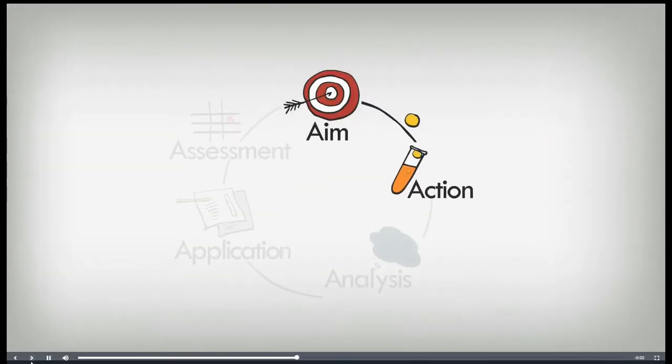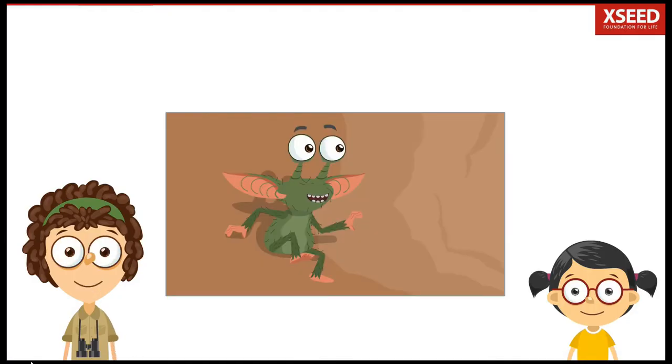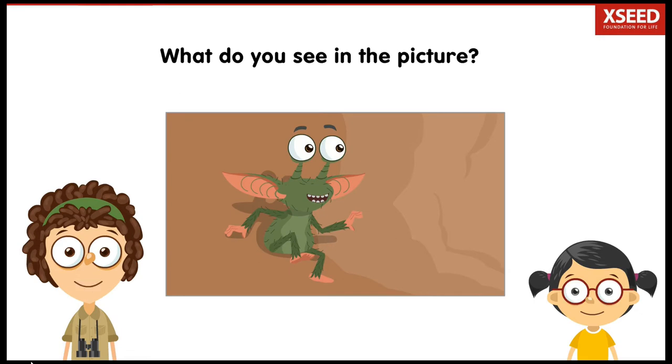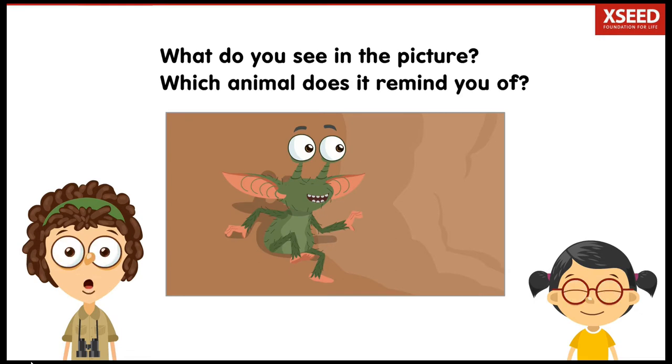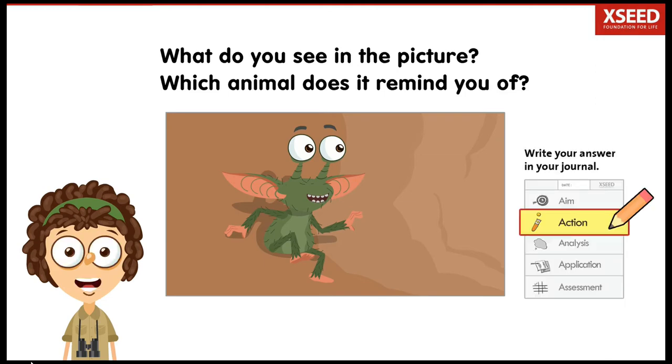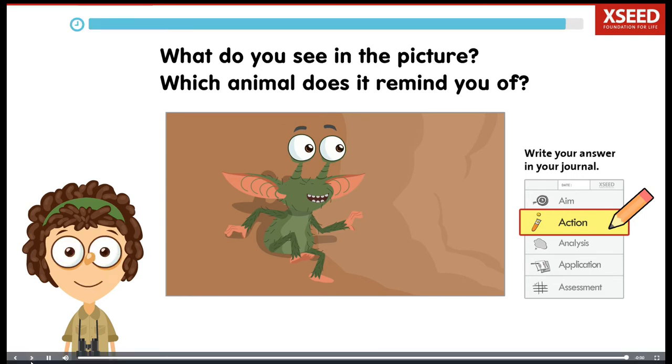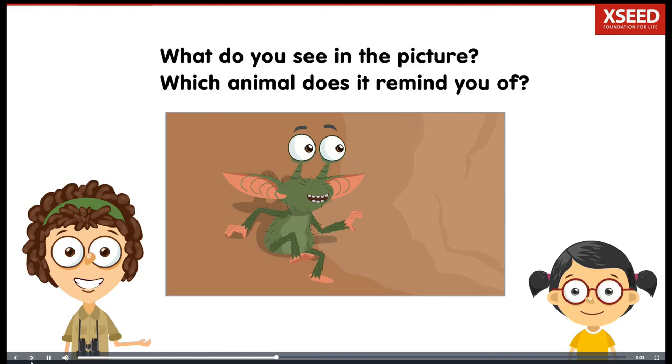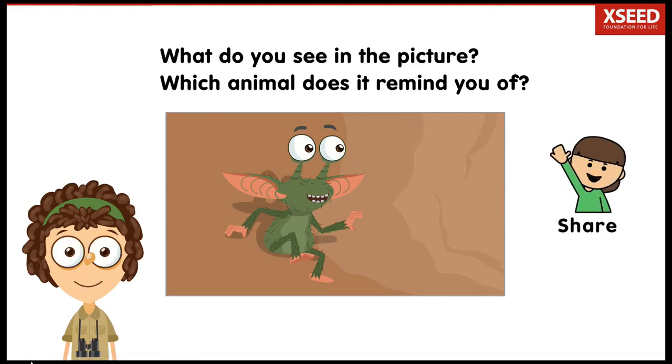It's action time. Look at the picture carefully. What do you see in the picture? What does it remind you of? Write a few words in the action section of your journal. Now, some of us can share with the class.